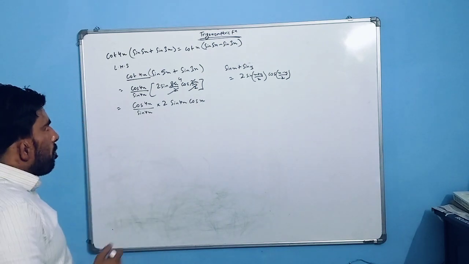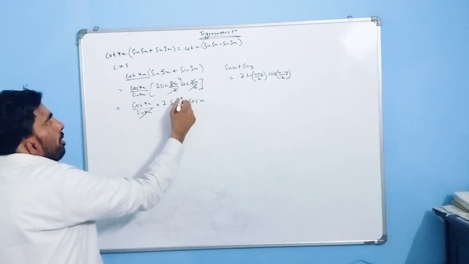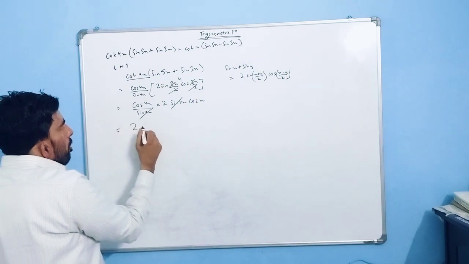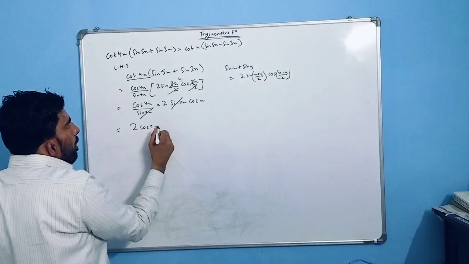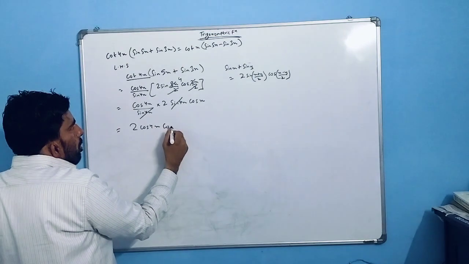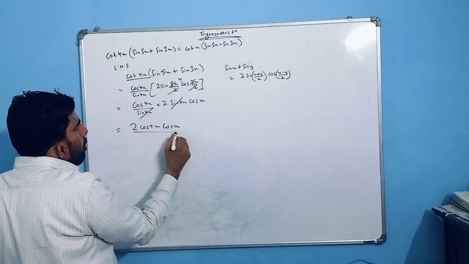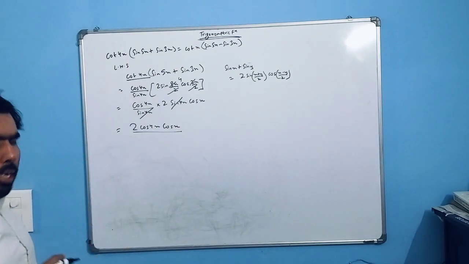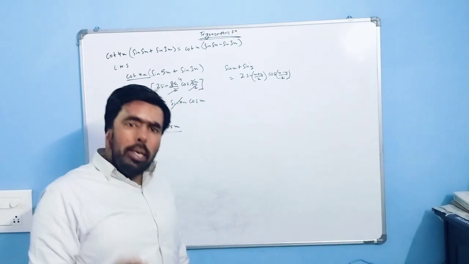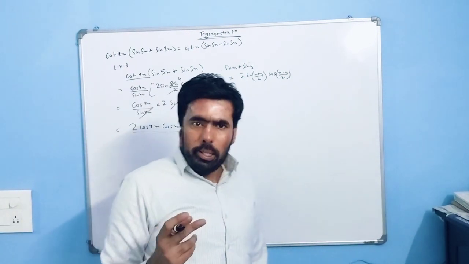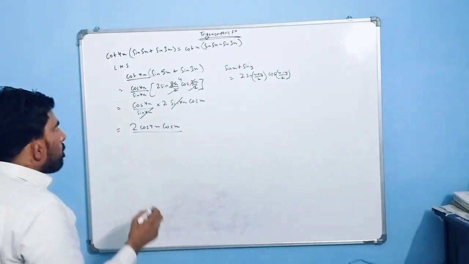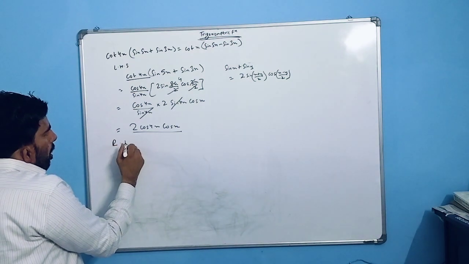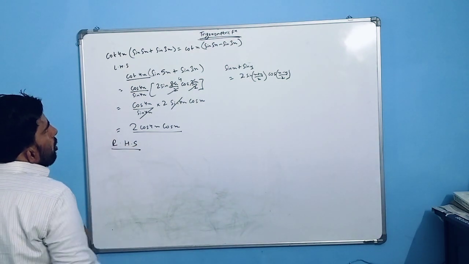Okay, so what I got here, by reducing this, I got 2 cos 4x cos x. Okay, this is what I got. Now in this type of numerical, we need to solve both sides, LHS and RHS. Now let us move to the RHS.